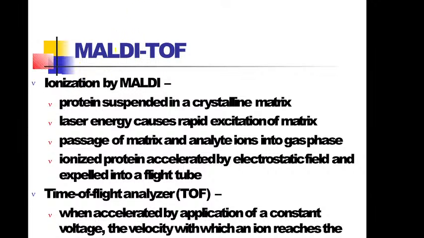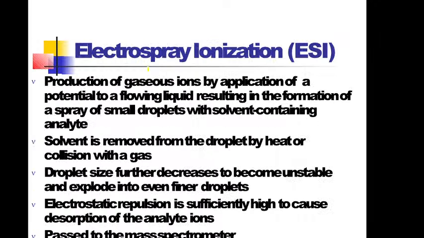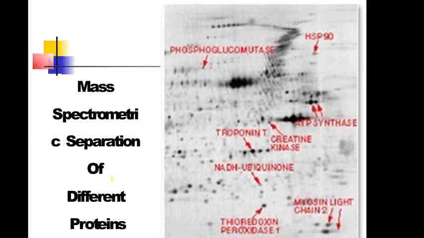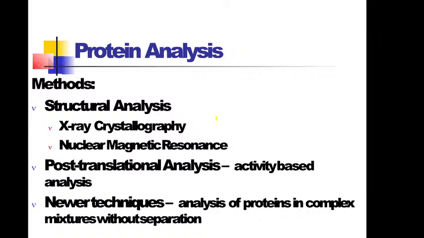These are the types of mass spectrometry. So mass spectrometry helps in the separation of different proteins. So by using mass spectrometry, like we have phosphoglutamase, we have HSP90, we are able to separate the proteins. Then for protein analysis, we have crystallography, we have NMR. All these things are there for protein analysis.